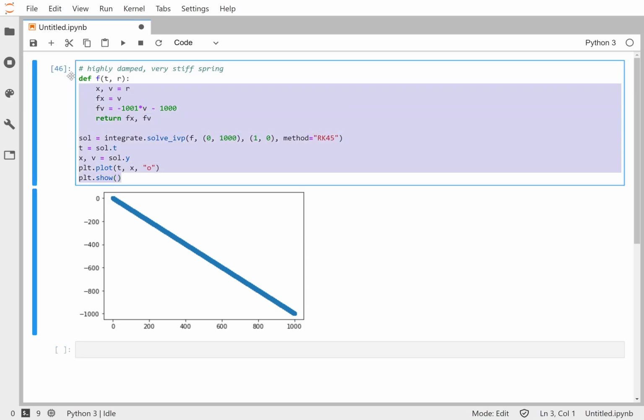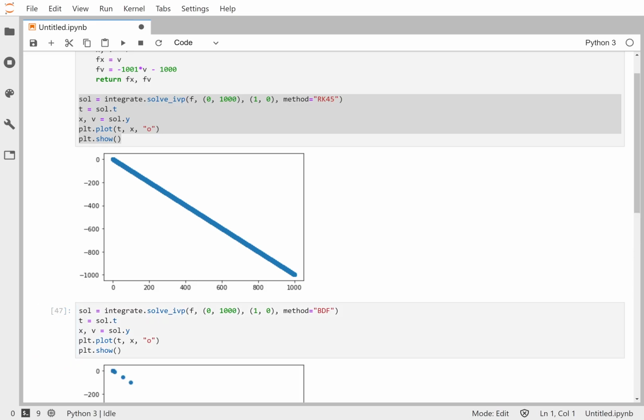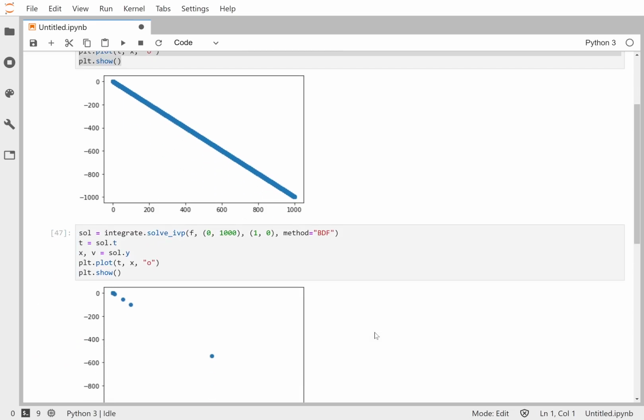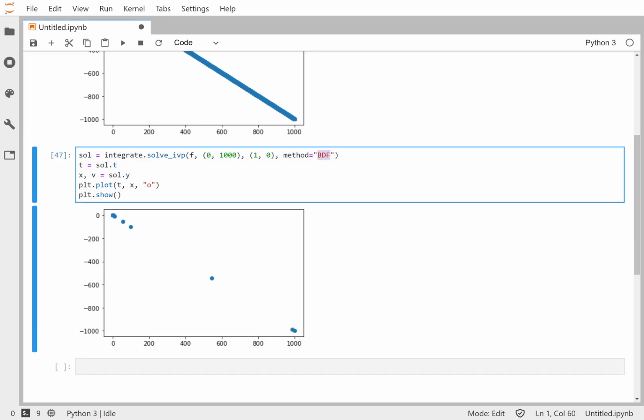Okay, so let's take this very same code. I don't need to replace the F. We'll just take from this line on. Take the very same code, and let's change our method here. Let's do the backward difference formula and run that, and it's instantaneously done for us because this is in a family of solvers that works really well with stiff equations. You can see it didn't need nearly as many points, but still gave me a nice straight line.